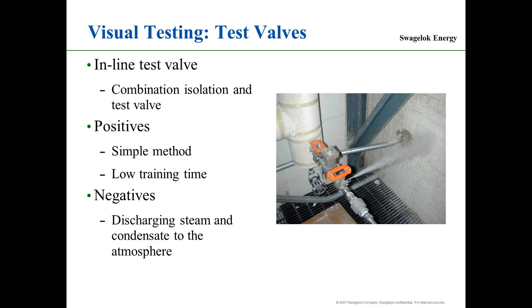Negatives: you're discharging high-pressure steam into the atmosphere. There are a lot of cases where plants do not want that to occur. So it's a limitation, or negative.